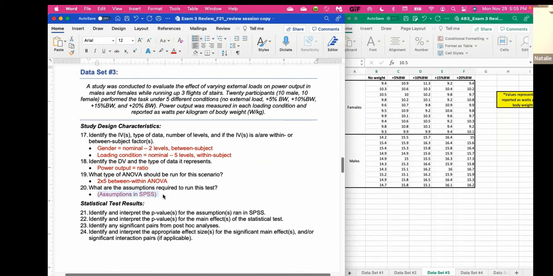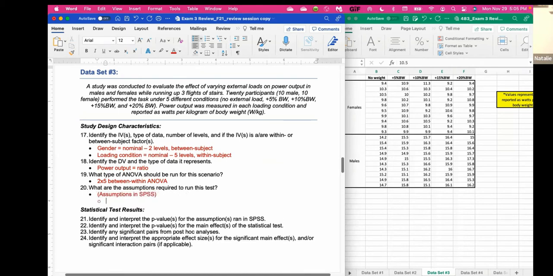Okay. So one of our assumptions in SPSS is going to be for the between subject factor. One is going to be for the within subject factor. What are they?